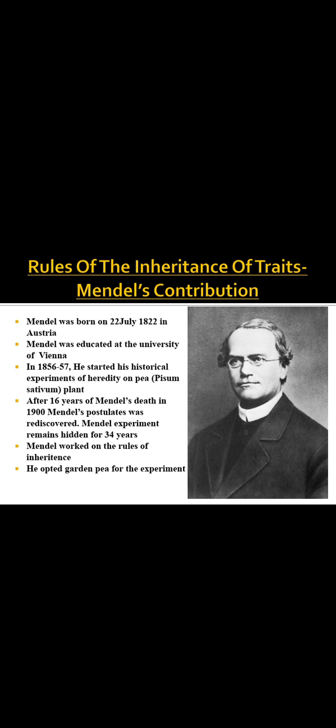Mendel's main work was on the rules of inheritance. He opted for the garden pea for the experiment. The major asset for this discovery was the garden pea, that is the Pisum sativum plant. Here Pisum is the genus name and sativum is the species name.